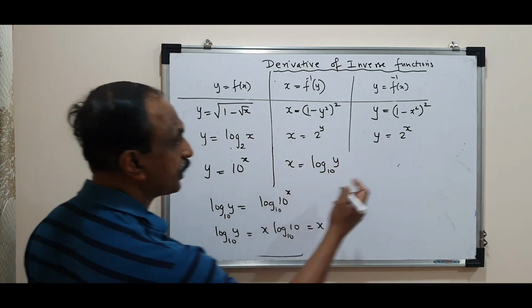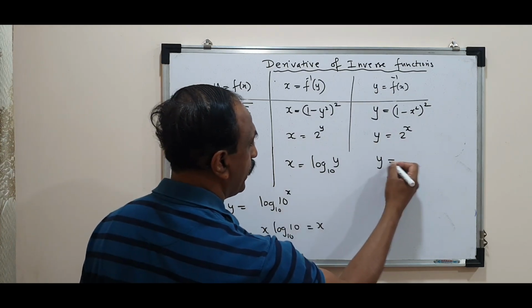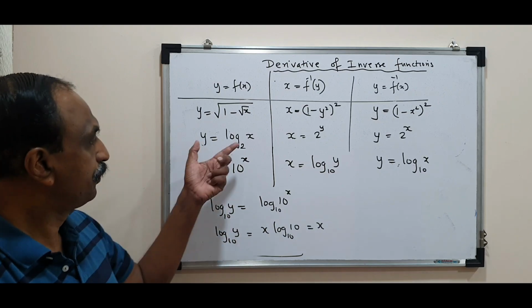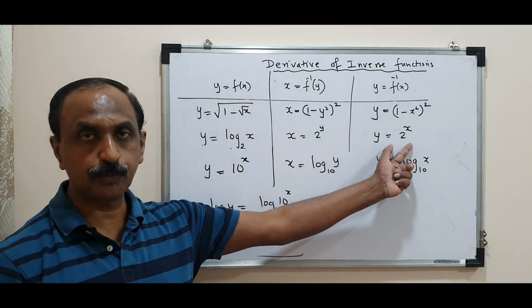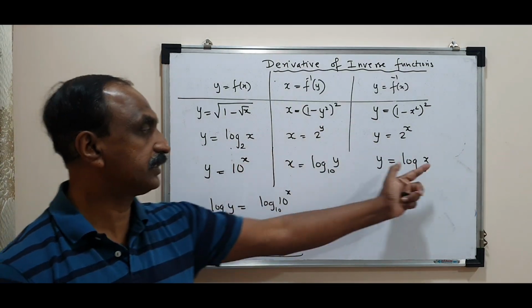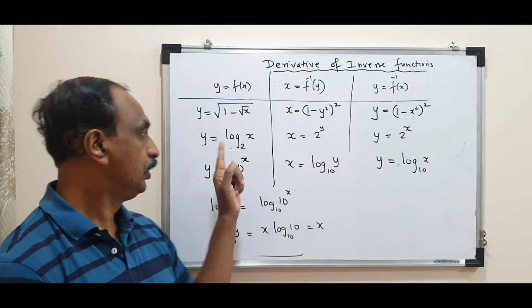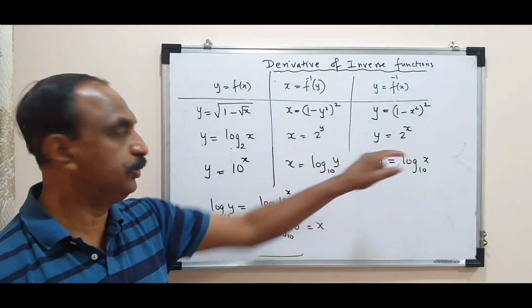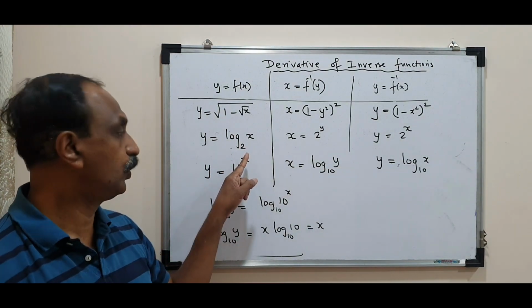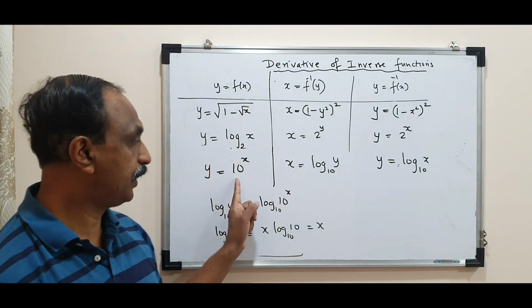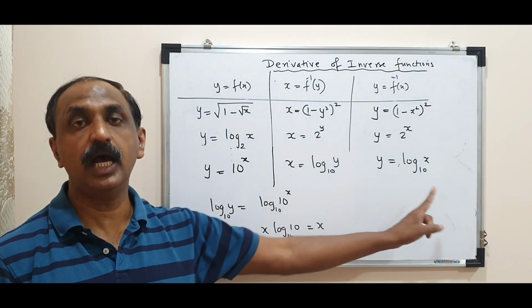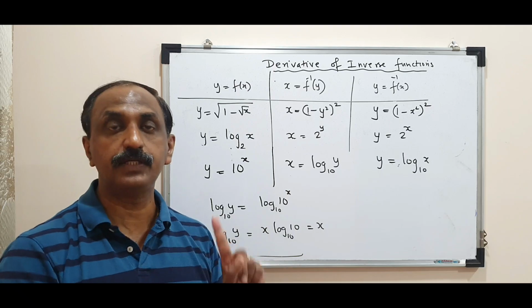So what will be the inverse function? y is equal to log x to the base 10. So you have learned that logarithm is the inverse of exponential and exponential is the inverse of logarithm. They both are inverses of each other. If the base of the exponential is 2, then the log will also have base 2. That's the relationship between the exponential function and the logarithmic function. They are inverse functions of each other.